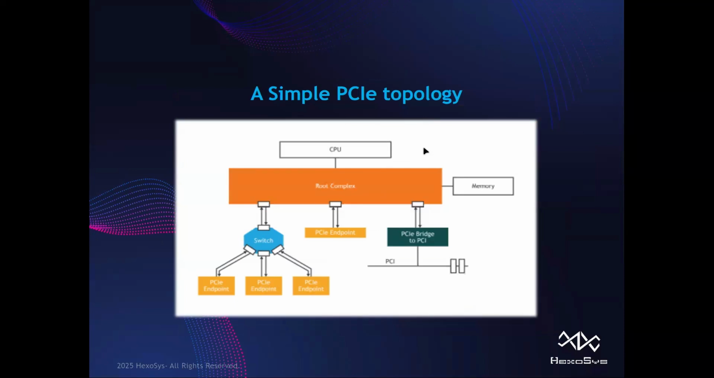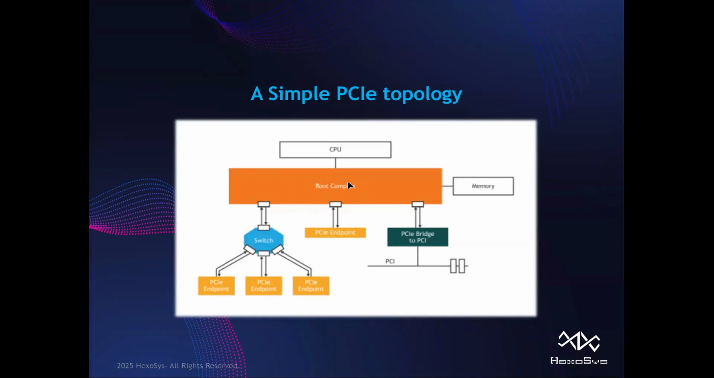Okay, to have a better understanding of PCIe topology, I use this very simple topology of a PCIe system. It starts with one CPU, normally as the root of the system, that provides high-level control over the topology. The next important part is the root complex. The root complex in PCIe may consist of one or more separate chips, but together we name them the root complex.